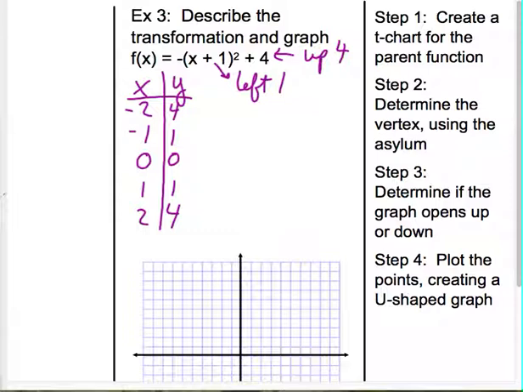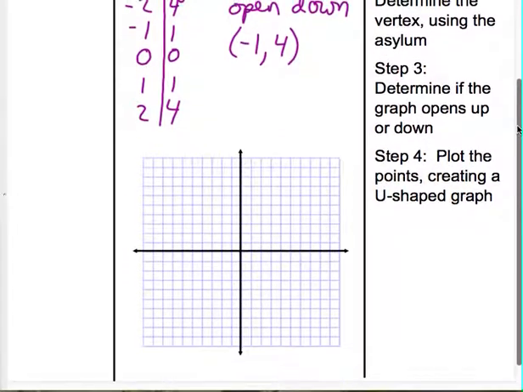There is actually one more piece to our description, and that's step 3, determine if the graph opens up or down. We're multiplying by a negative, so our graph will open down. And our vertex, left 1, up 4, is negative 1, 4. So we plot our vertex, and it opens down.